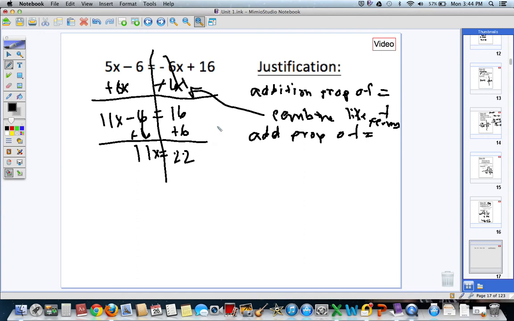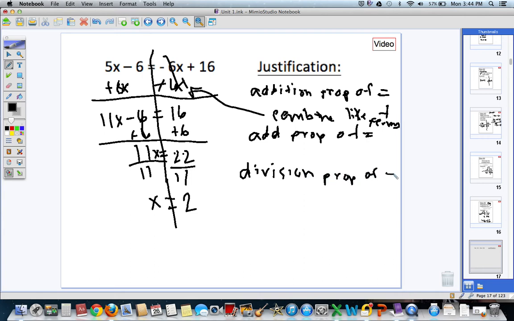I want to eliminate my coefficient. My coefficient in this case is 11. My 11 is being multiplied by my x because they're touching. So to undo multiplication, we divide. Divide both sides by 11. 11 divided by 11 is going to give me 1. 1x is the same as x. 22 divided by 11 is 2. So I find my answer of x equals 2. This right here is the division property of equality. There we go, and that's how we justify this.